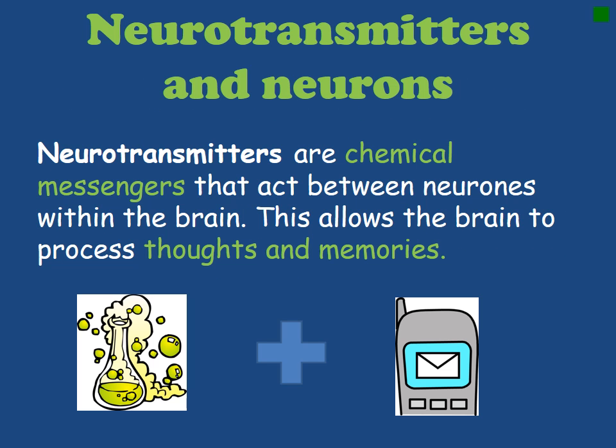Now, just remember, the neurotransmitters that we're talking about are the chemical messengers that act between the neurons that pass the messages on, and it's these that allow our brain to process thoughts and memories.